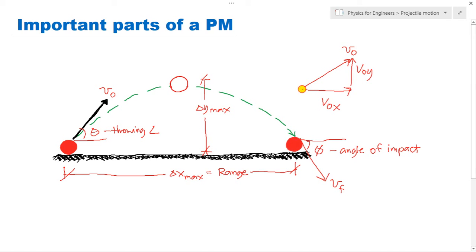Then you can also get the resultant of your velocity of your projectile at any point here. Just use the Pythagorean identity, wherein our resultant velocity VR is just the square root of the sum of the squares of your velocity component along x plus velocity component along y. So yun lang. Kapag may mga problems that requires you to solve for the magnitude of the velocity at a certain point along the path of a projectile motion, gamitin mo lang yung Pythagorean identities.